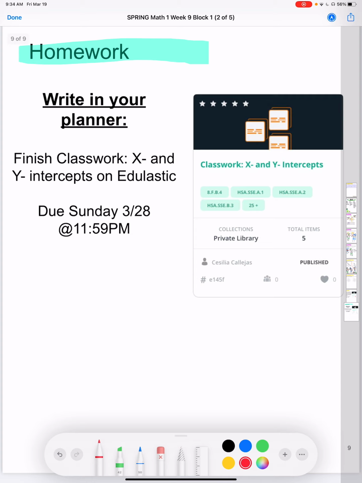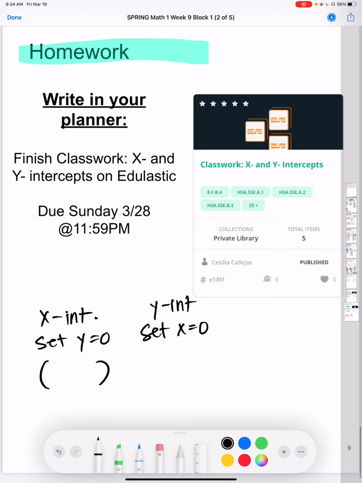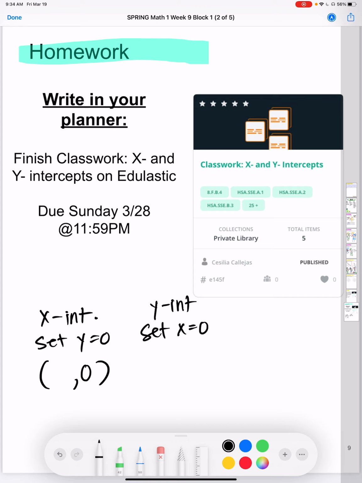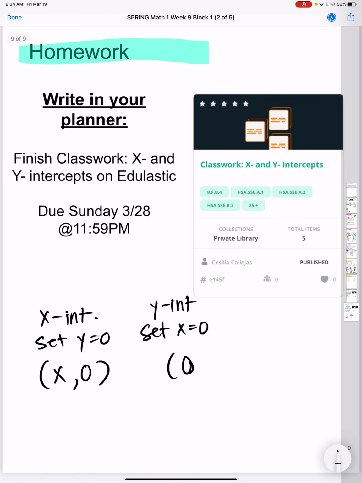Anything that you don't finish is homework. Again, just to recap a little bit, you have x and y intercepts that you're solving for. If you're solving for an x-intercept, you want to set y equal to 0. If you're solving for a y-intercept, you set x equal to 0, and then you solve. Your x-intercepts are always going to be in this format: your x-intercept, 0. Your y-intercept is always going to be 0, your y. You're going to use those to put them onto your graph and then connect with a straight edge.